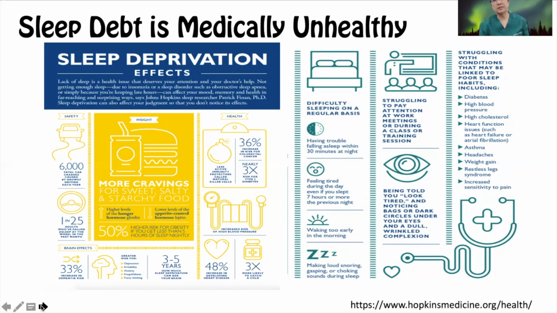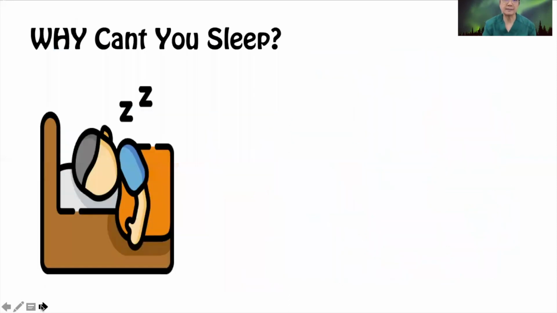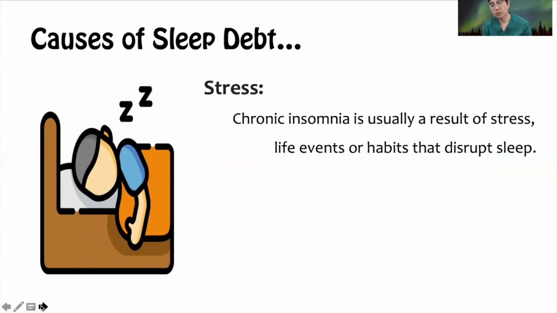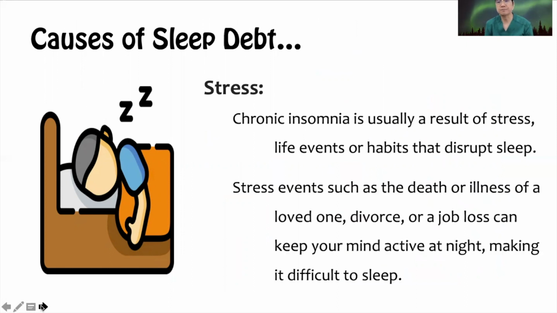It is therefore very important, to prevent critical consequences of sleep debt, that we determine what are some of the causes of sleep debt. So why can't you sleep? Now, one of the major causes of sleep debt is actually stress. We know that chronic insomnia can usually result from a life event or a habit that has been shown to disrupt your sleep, specifically because of a stressful situation, such as the death or illness of a loved one, personal reasons like divorce or job loss, and all of these problems can make your mind active at night, thereby making it difficult to sleep.